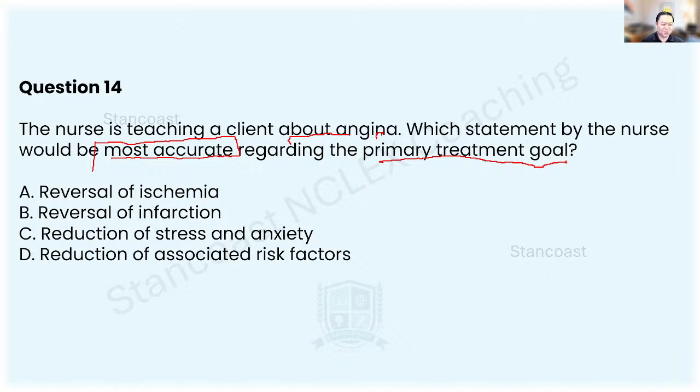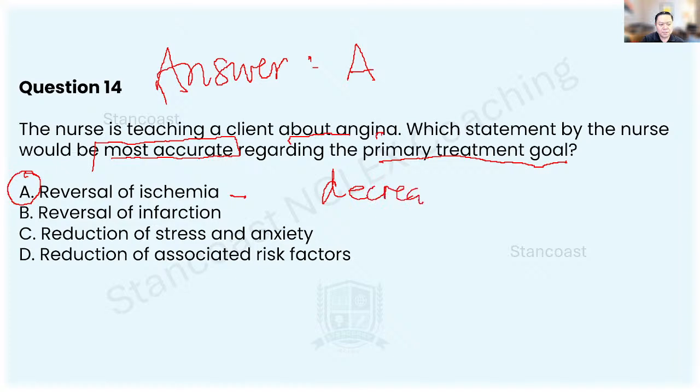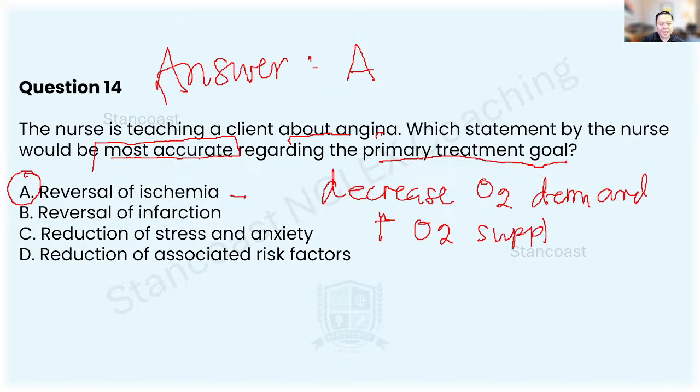Virtuous lady was quick. The correct answer is letter A. That is the primary goal. Reversal of ischemia. We are not going to prolong the ischemia. By correcting that, we want to administer the vasodilator immediately. We are not going to prolong the decreased tissue perfusion. So that is why that would be the most appropriate priority goal, primary treatment goal. What we're going to need to do here is to decrease oxygen demand and to increase O2 supply to the myocardium.